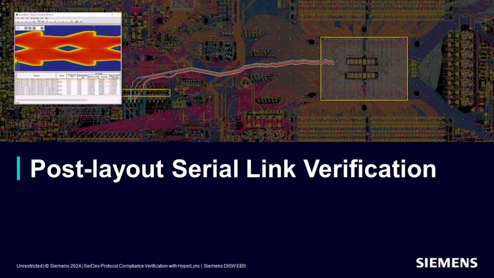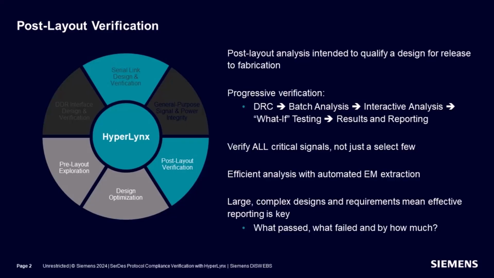I want to talk about post layout serial link verification in Hyperlinks SI. Post layout verification is traditionally performed at the end of the PCB design cycle, right before fabrication. Sometimes, this is the only analysis engineers perform if they don't have tools or expertise to run pre layout design exploration or design optimization themselves. Often, there's a rush to get the design out to fabrication once the board is routed, and experts have only limited time to select a group of signals or objects. Hyperlinks provides an automated flow that lets users analyze every serial link on the design, not just the corner cases.